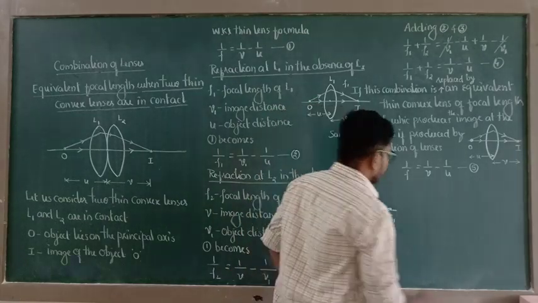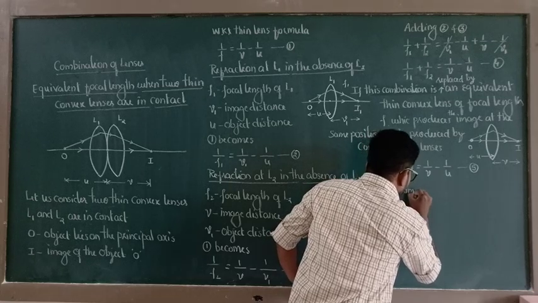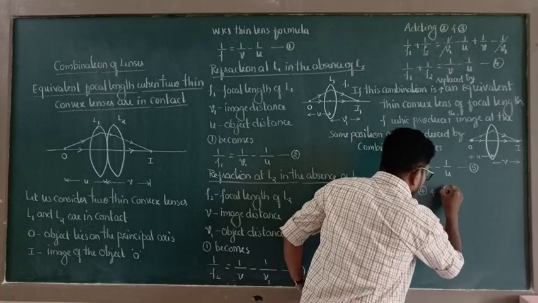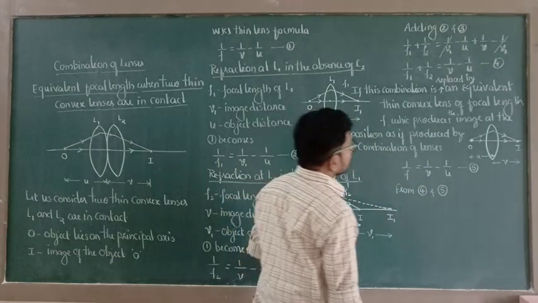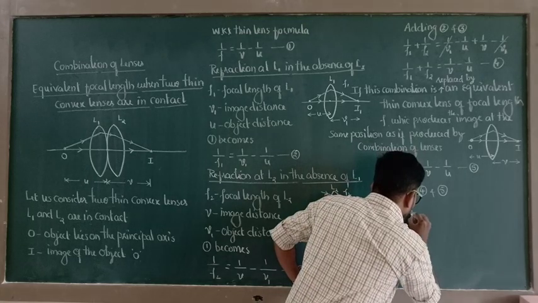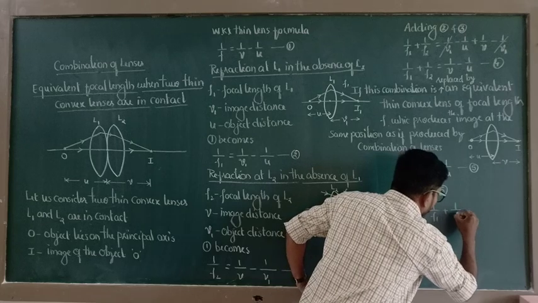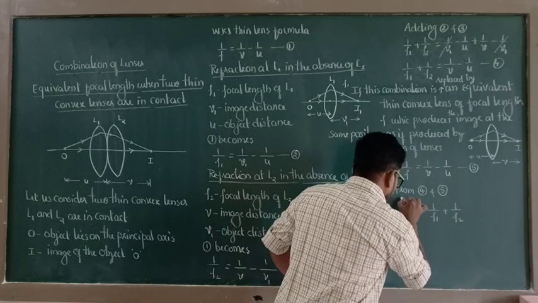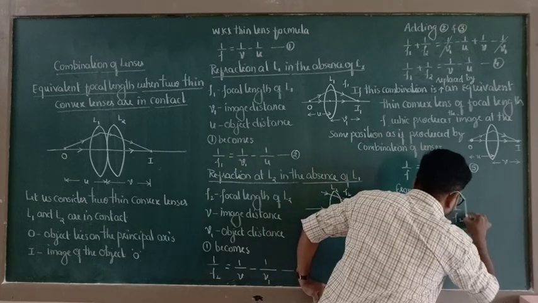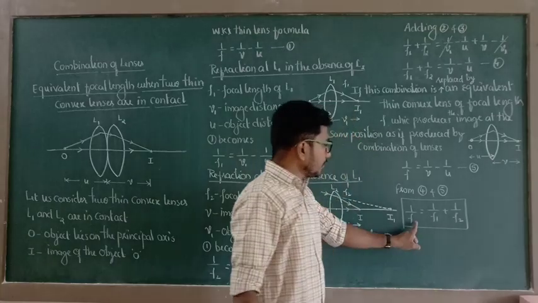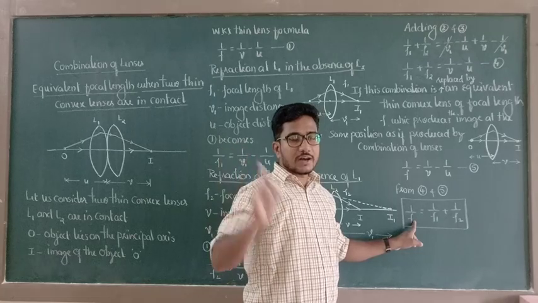From equation number 4 and 5, we can write 1 by F is equal to 1 by F1 plus 1 divided by F2. So this is the effective focal length or equivalent focal length when two thin convex lenses are in contact.